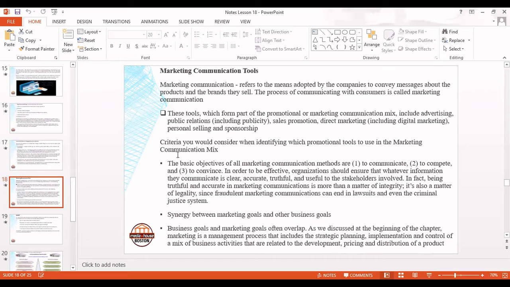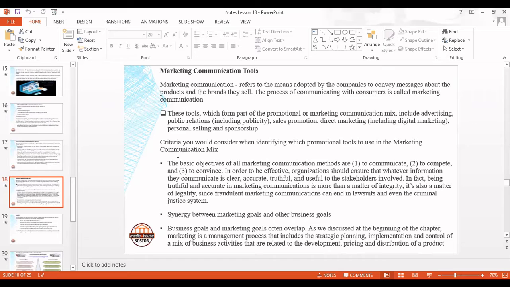So the whole idea of marketing communication has to be linked with the business goals or objectives of that company. Why are we in business? In business to make money, to make profits. So we do all this communication in different tools so that we convince people to like our product, so that they can prefer our product or our services over our competitors. So the business goals and marketing goals often overlap.